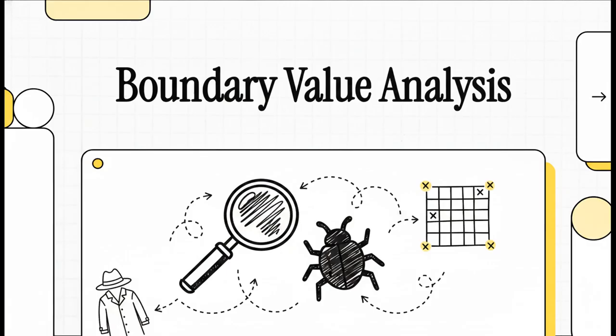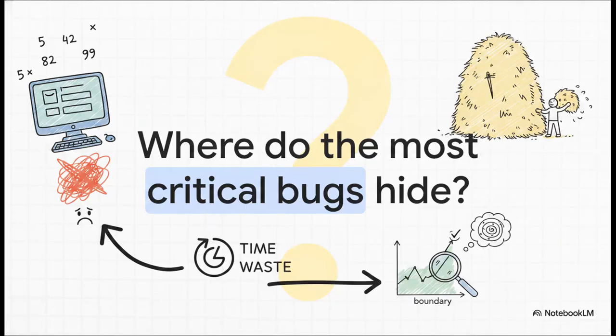Because, let's face it, in the world of software development, bugs are basically elusive culprits constantly trying to sabotage your system. And as any good detective knows, if you want to catch a fugitive, you don't just wander around aimlessly, right? You need to know exactly how they think, and more importantly, exactly where they like to hide. So I want to pose this central mystery directly to you. Where do the most critical software bugs actually hide?